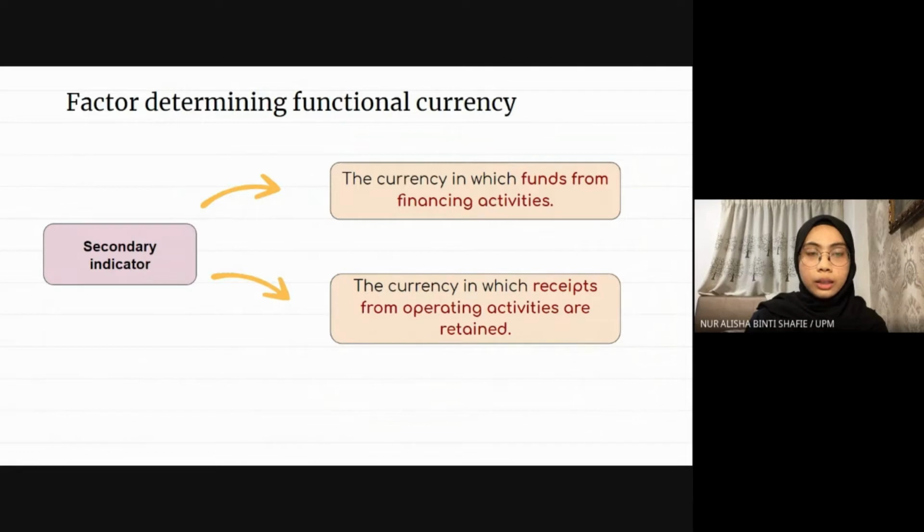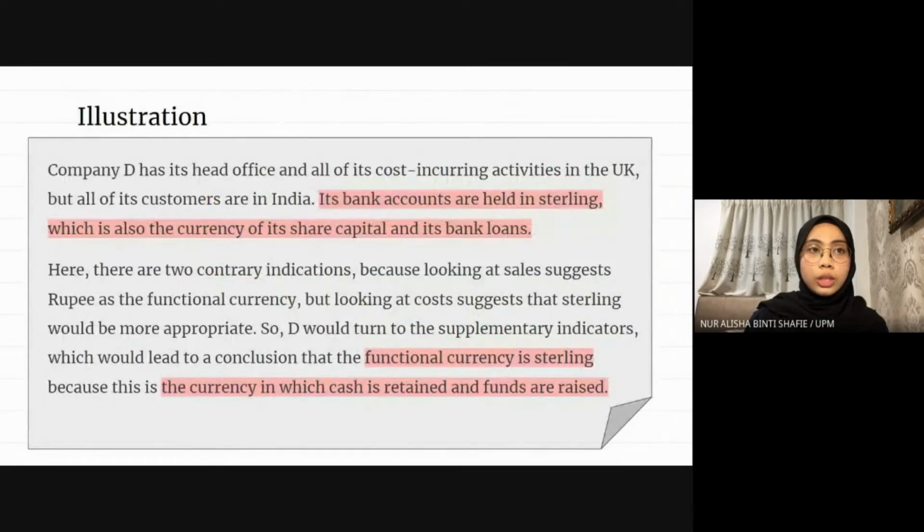Under the secondary indicator, the factors that need to be considered are the currency in which funds from financing activity and the currency in which receipts from operating activity are retained. We are going to see the illustrations. Company D has its head office and all of its cost incurred activity in the UK, but all of its customers are in India. Its bank accounts are held in sterling, which is also the currency of its share capital and its bank loan. So for this question, if we look at the sales, the functional currency will be rupee. But if we look at the cost, it suggests that sterling will be appropriate.